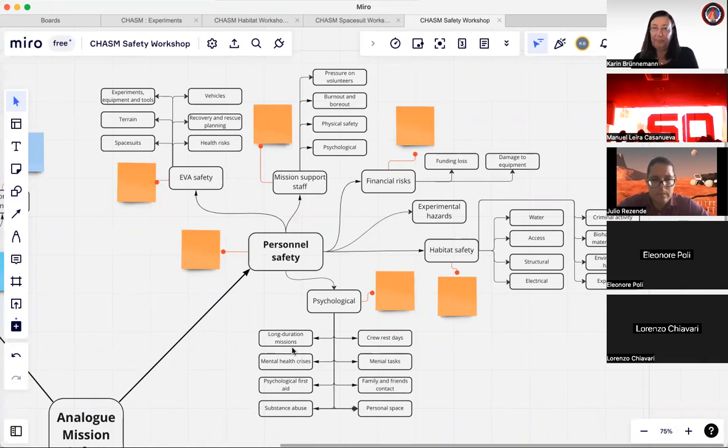So maybe we would like to start with the topic of habitat safety. What is important in terms of habitat safety? Who would like to get the discussion started? Floor is open.